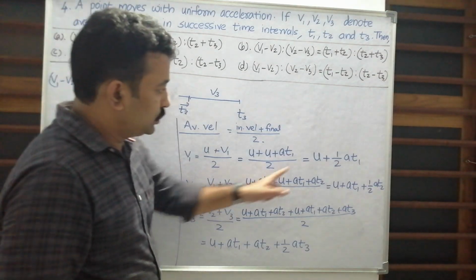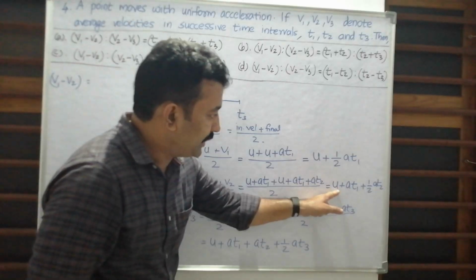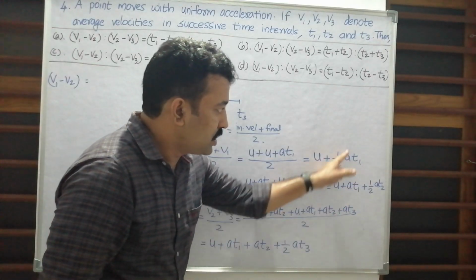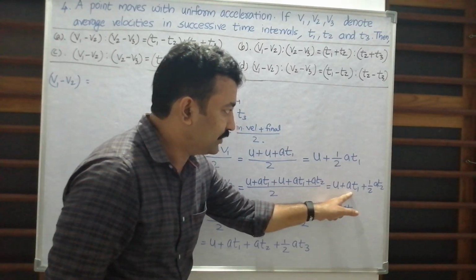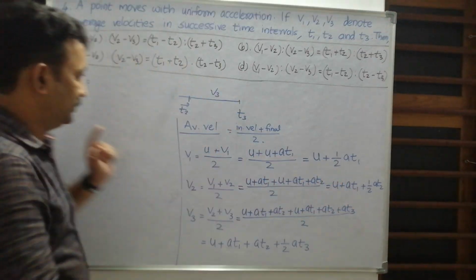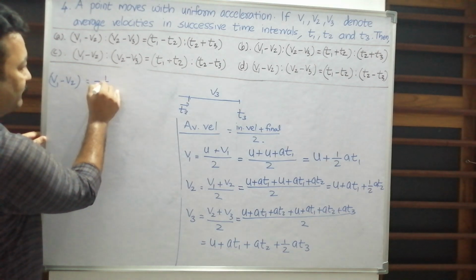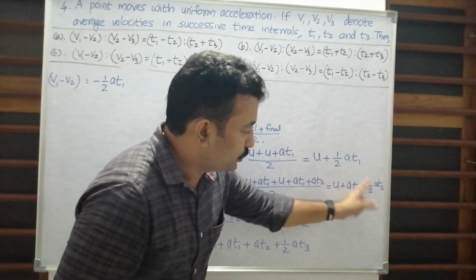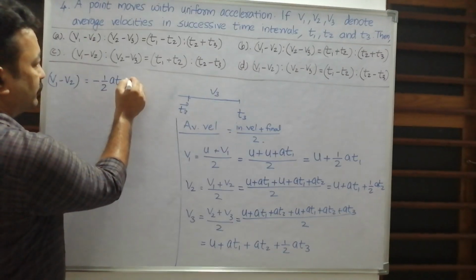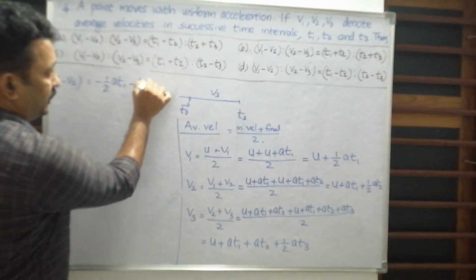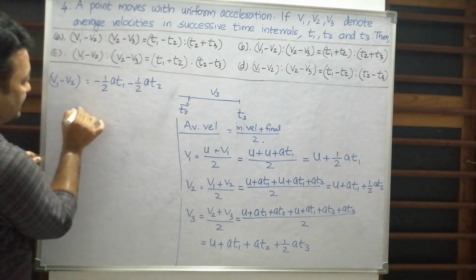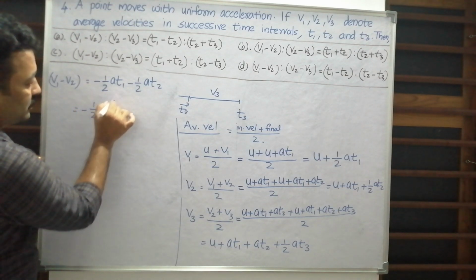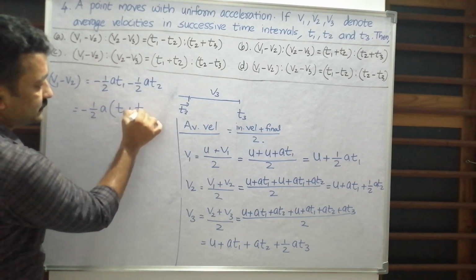v1 minus v2. This minus this. U minus u will become 0. Half v1 minus v1 will give you minus half v1. Then there is half v2 in the second part, so that also will become minus half v2. Take minus half common. This will become t1 plus t2.